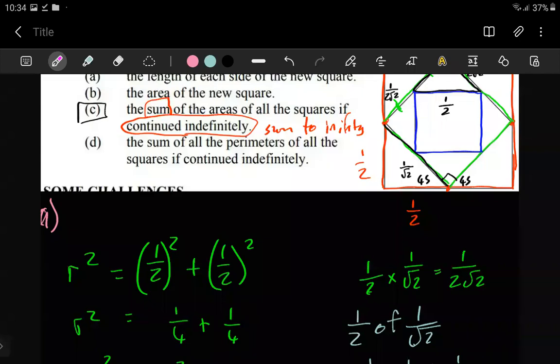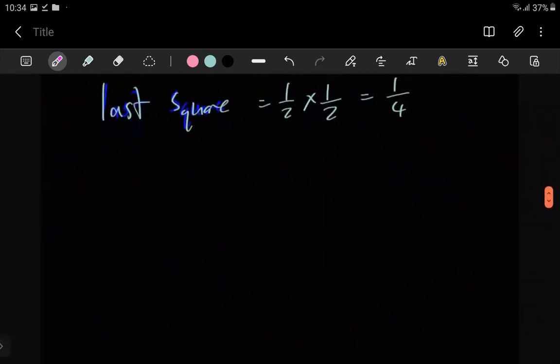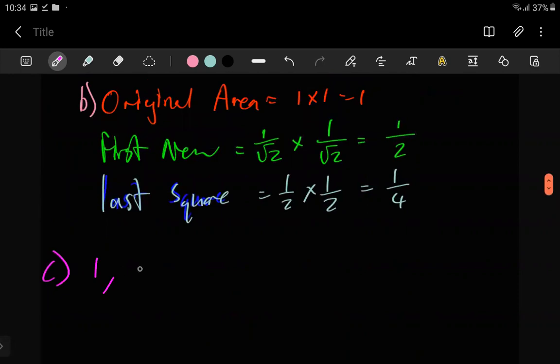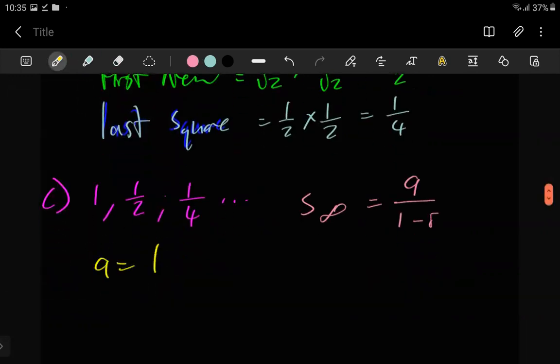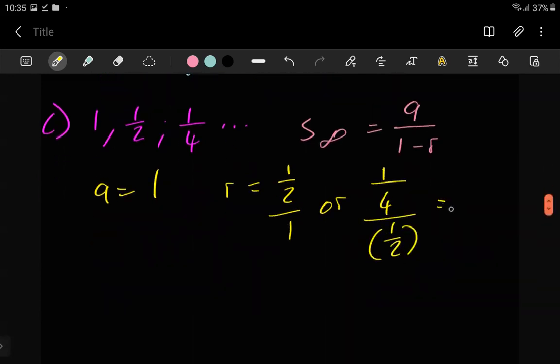So here now, the areas, the first thing is you want to see them as a sequence. If you look at the areas here, 1, a half, a quarter. So the sum to infinity needs the first term and r, right? Of which a here is just 1. r looks like it's just a half, because r is going to be a half divided by 1, or a quarter divided by a half, which in your calculator is going to give you a half.